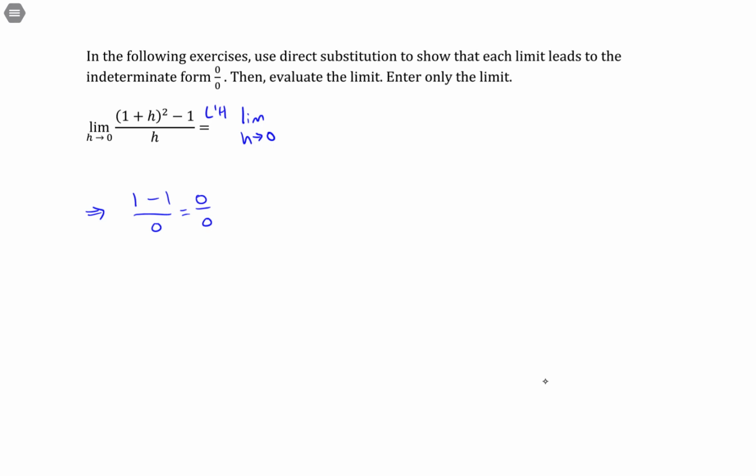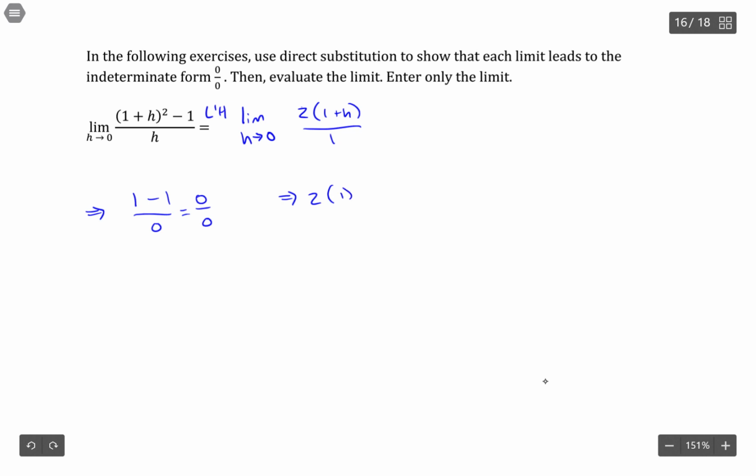So the derivative of the numerator, we'd have to use the chain rule here. Bring the 2 out front, leave the 1 plus h alone, subtract 1 from the exponent. The derivative of a constant is 0, and the derivative of h in this case would just be 1. Now if I plug in 0, I would have 2 times 1 plus 0, so this limit is equal to 2.